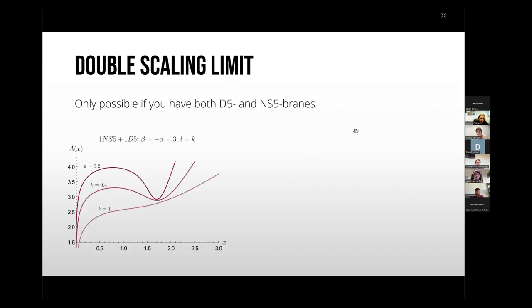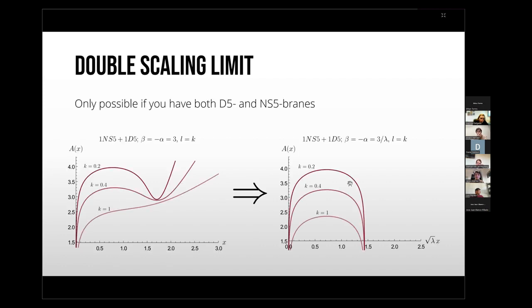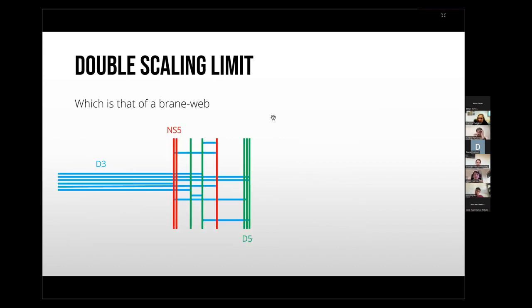It is only possible if you have both D5 and NS5. This is the Karch-Randall result. If we do the double scaling limit, we get these profiles. And you can see that they are the same, but without the AdS5 throat. You keep the bag. The double scaling limit isolates the dynamics of the end of the world brane. You get the dynamics of the end of the world brane without the asymptotic AdS5 part.